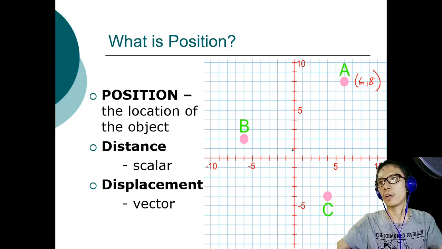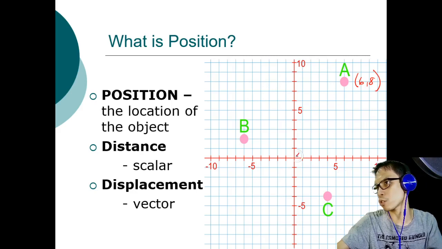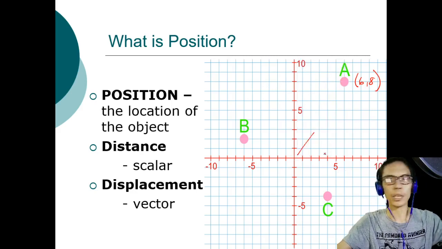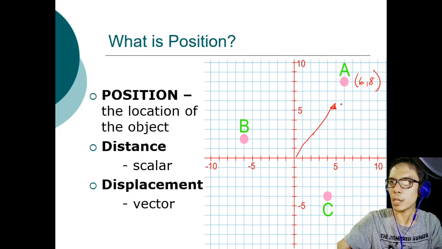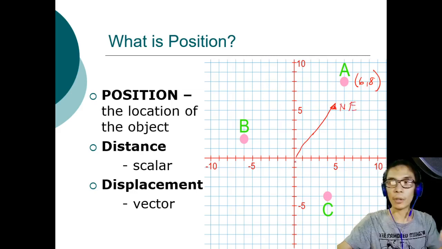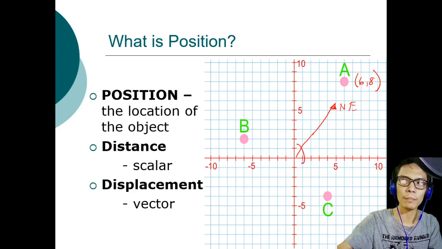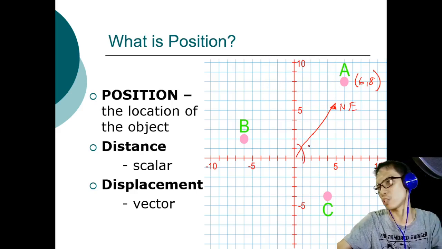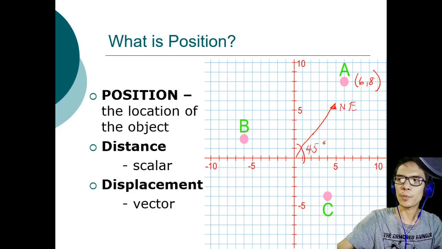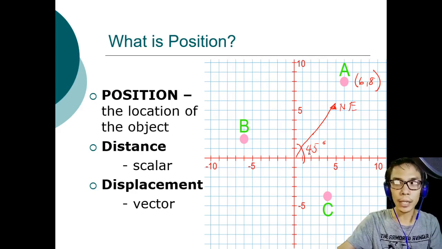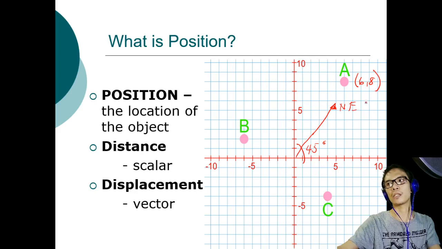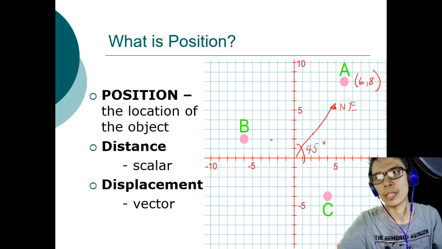Then what is the direction? We can have the direction as northeast. The direction where the point A is located is northeast. So that is now a displacement. Now, if you put an angle on it, for example, let's have 45 degrees northeast. So you complete now your description of your displacement. The point A is located at 45 degrees northeast, 6, 8. So that is the distance.